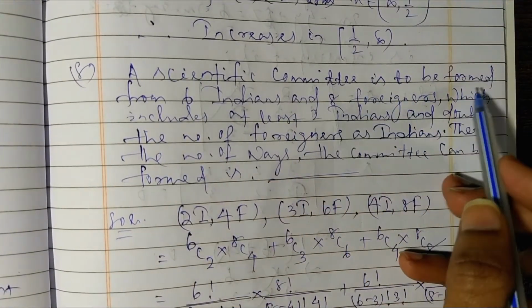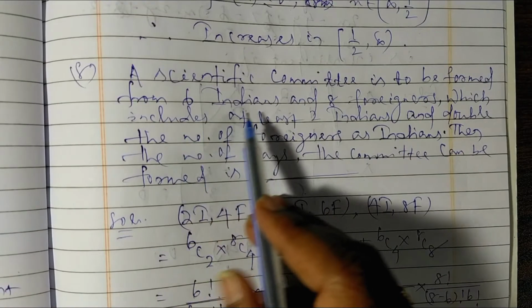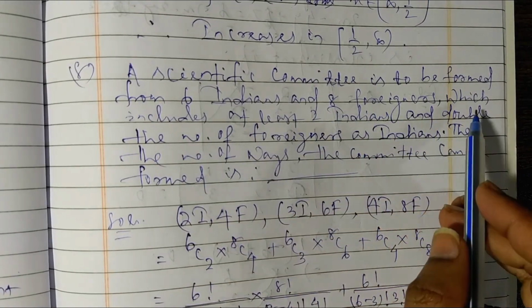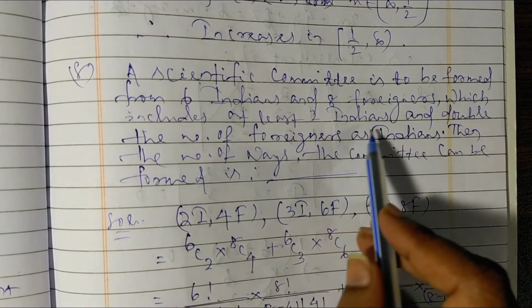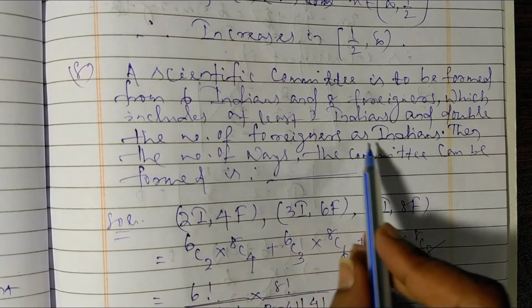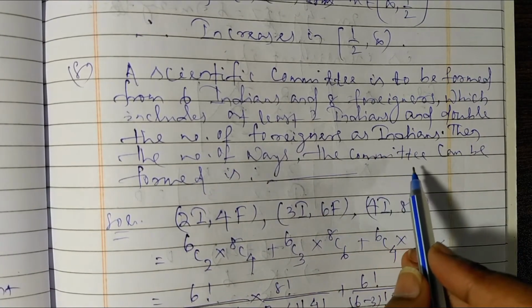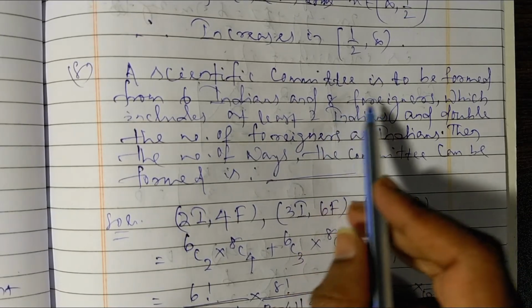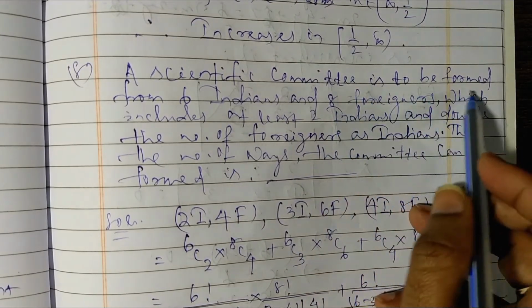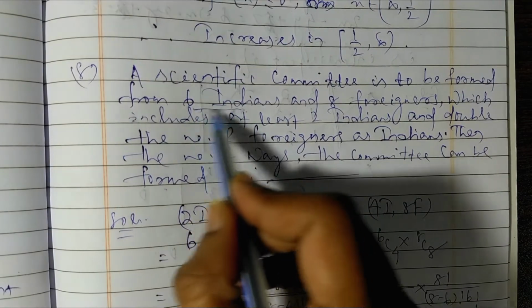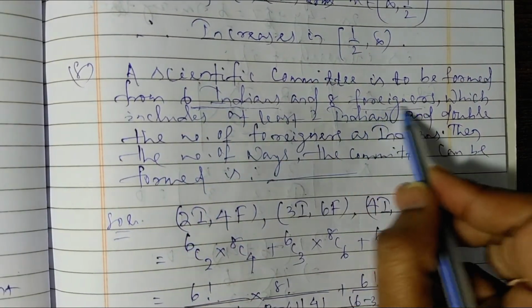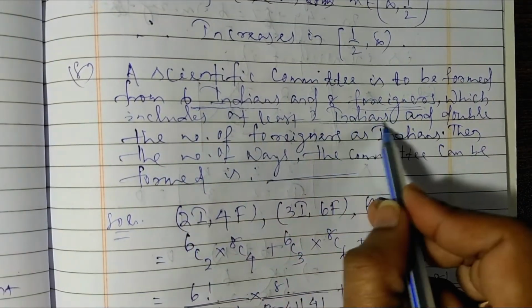A scientific committee is to be formed from 6 Indians and 8 foreigners, which includes at least 2 Indians and double the number of foreigners as Indians. Then find the number of ways the committee can be formed. It is given that the scientific committee is to be formed from a total of 6 Indians and 8 foreigners, which includes at least 2 Indians.